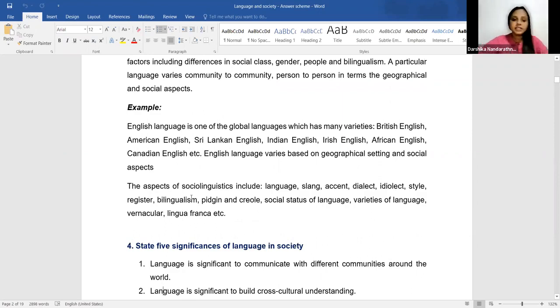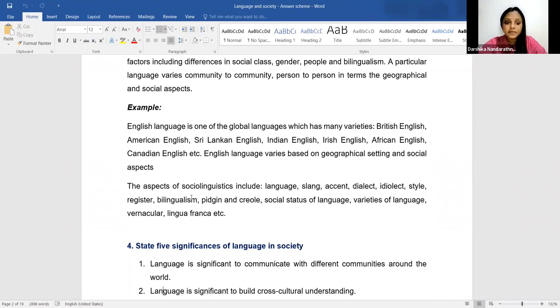English language is one of the global languages which has so many varieties, like British English, American, Sri Lankan, Indian English, Irish, African, Canadian, like that. There are so many varieties of English. English language varies based on geographical setting and social aspects. So we use sociolinguistics to learn about the differences between these varieties.